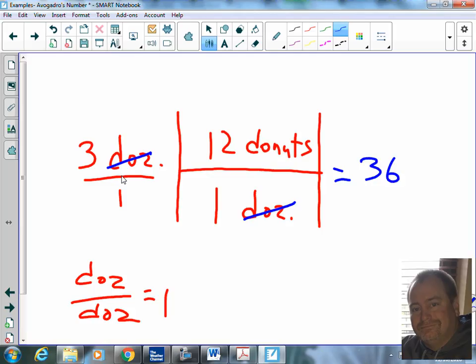36. What's my label going to be? What do I have left? Donuts. So this is 36 donuts. That's pretty simple, right? See, that's the thing. We can see donuts. Okay? We can visualize donuts. We can't visualize moles as well as we do donuts.